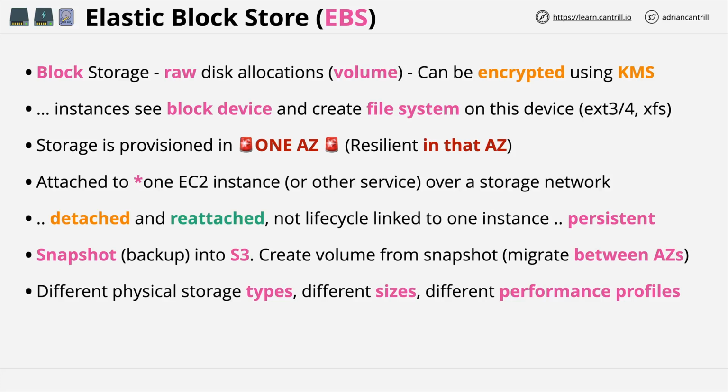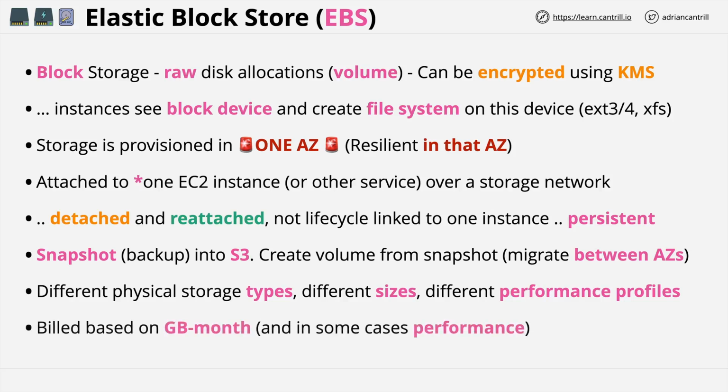The last point which I want to cover about EBS is that you're billed using a gigabyte per month metric. So the price of 1 gig for 1 month would be the same as 2 gig for half a month and the same as half a gig for 2 months. Now there are some extras for certain types of volumes, for certain enhanced performance characteristics, but I'll be covering that in the dedicated lessons which are coming up next.